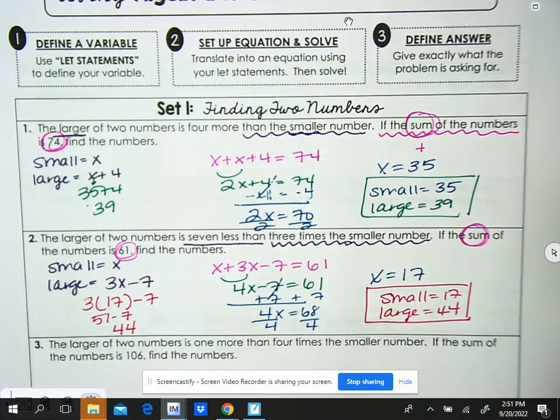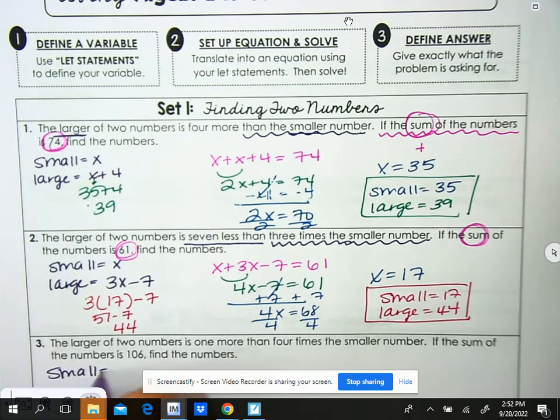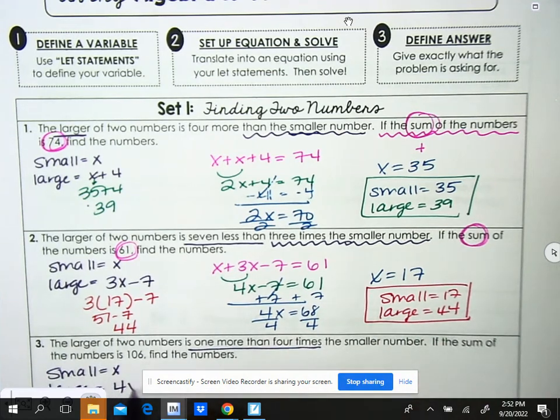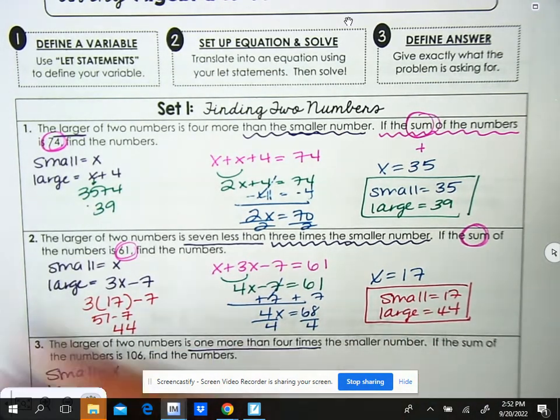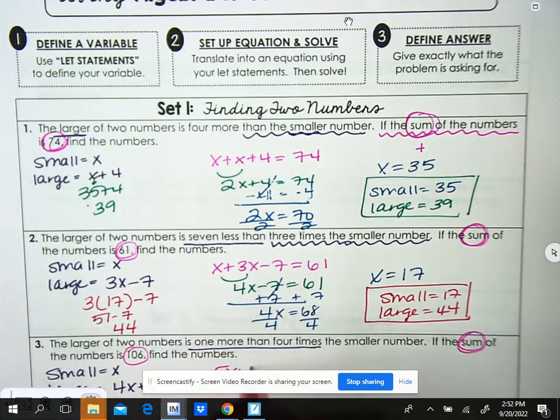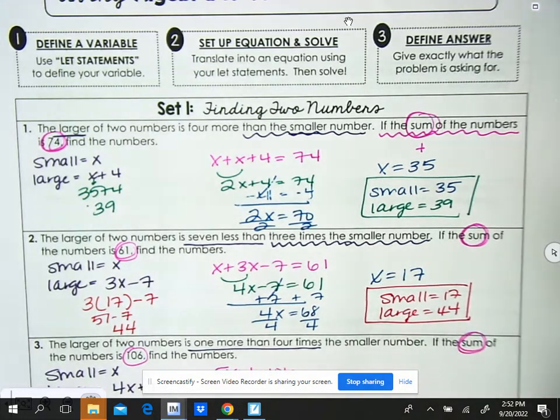Okay, so for number 3 here, I'm going to go through it not entirely. I'm going to set up your symbols and set up your equation, but then if you want to try to do the math, you can. So number 3, again, the larger of two numbers is 1 more than 4 times the smaller. So our small, again, is x, and therefore our large is 1 more than 4 times, so 4x plus 1. When you add those together, you're going to get 5x, because it says the sum is 106. So you're going to get 5x plus 1 equals 106.